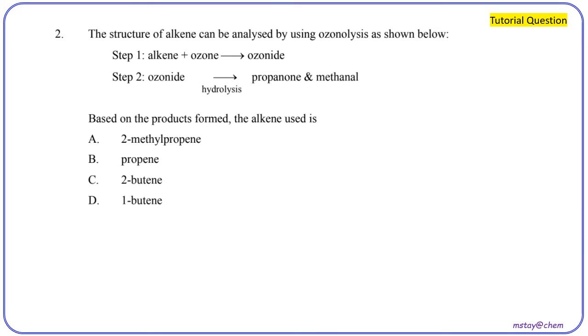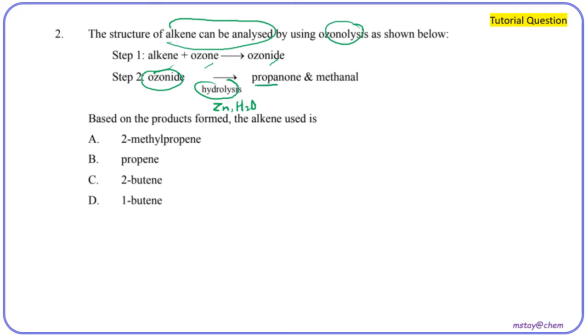The structure of alkene can be analyzed by using ozonolysis as shown below. Step number one, alkene reacts with ozone to produce ozonide, which we actually don't need to write down when we are doing the equation. We can directly give the final product. And then step two, that's why we say followed by hydrolysis, the step two is zinc, H2O. It will produce propanone.